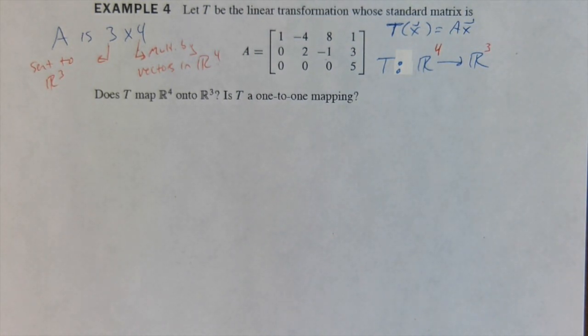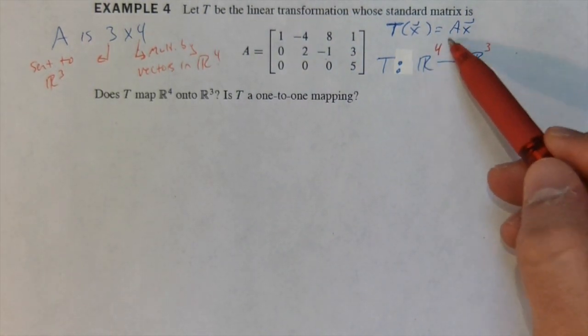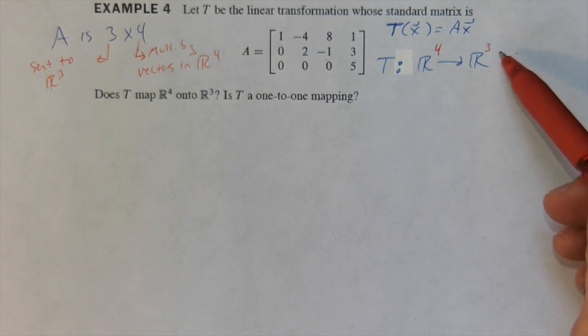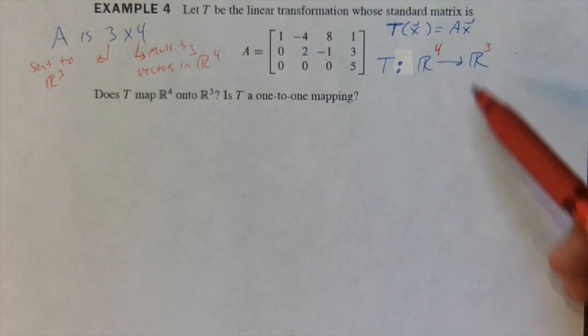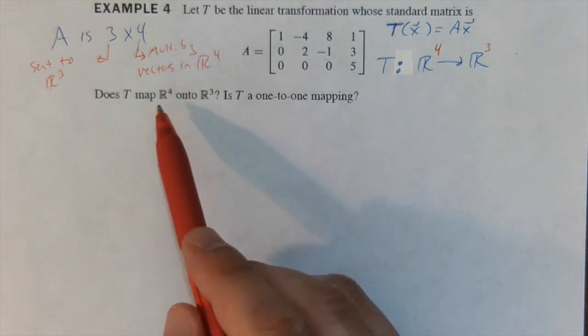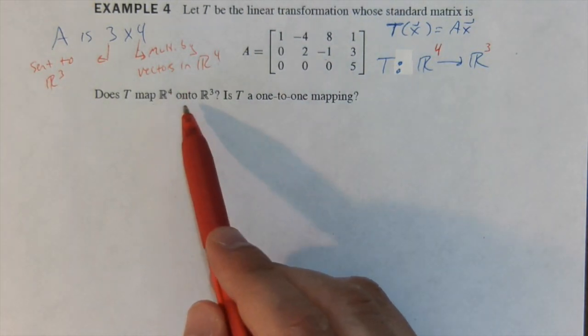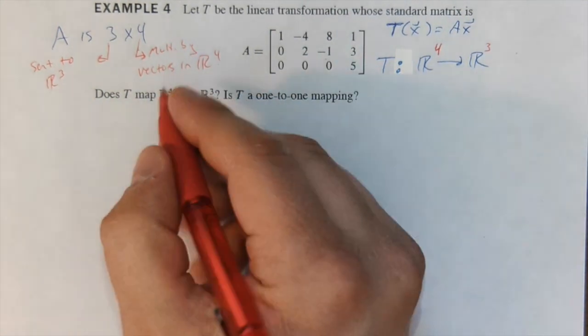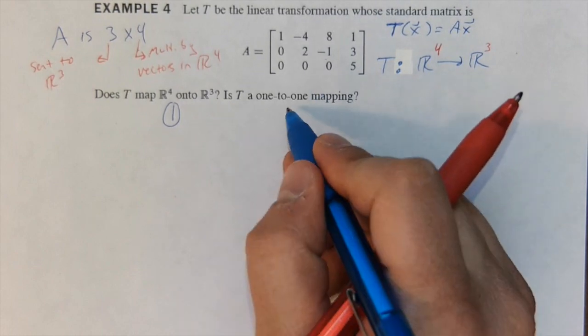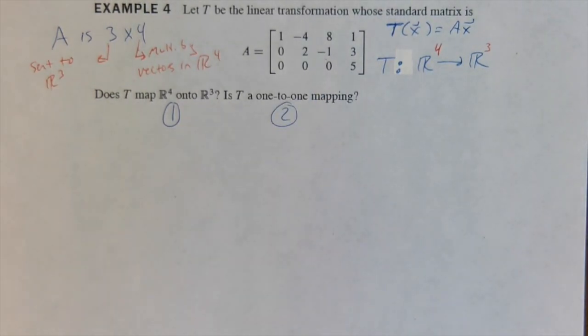And then the opposite is true with one-to-one, right? If you have all these things in R^4 and you want to send them to R^3, you're going to have to hit some of them twice usually, and so it's probably not going to be possible for this one to be one-to-one, but just thinking about it practically is one thing. Let's show it mathematically. And so the question here is, does it map R^4 onto R^3? So this is the onto question. We'll do that first. And then the second question is, is it one-to-one? We'll do those sequentially down here.